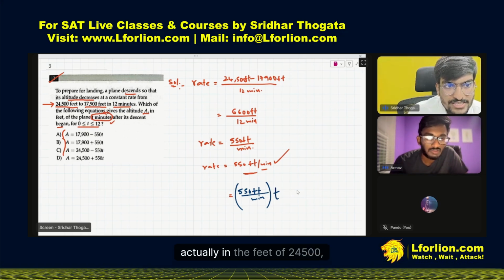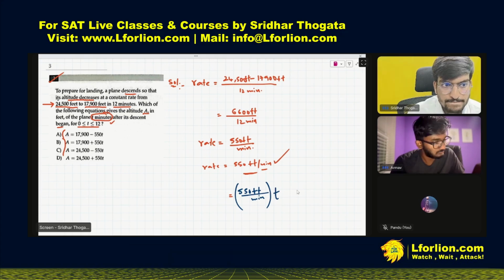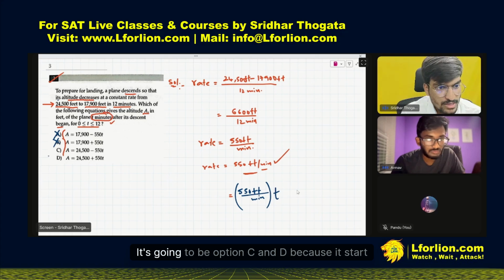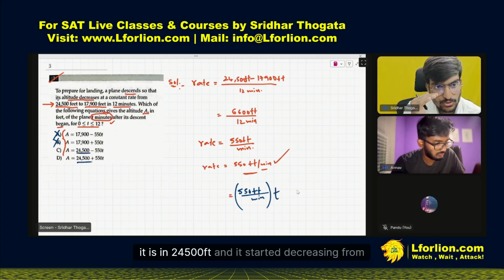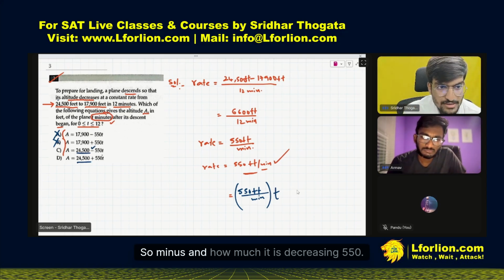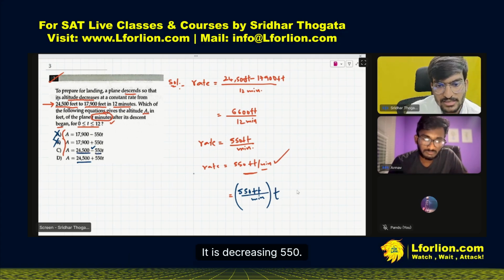It's actually in the feet of 24,500, right? So it's definitely not going to be option A and B. It's going to be option C and D, because it is at 24,500 feet and it started decreasing from there, and then decreasing, so minus. And how much is it decreasing? 550. It is decreasing 550.